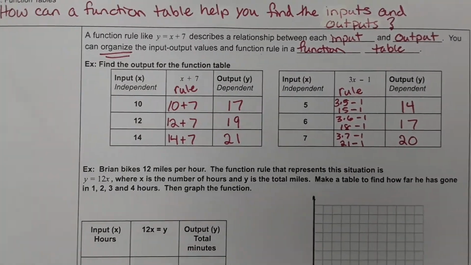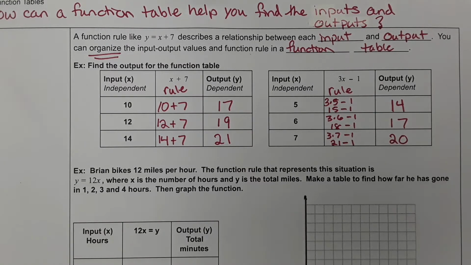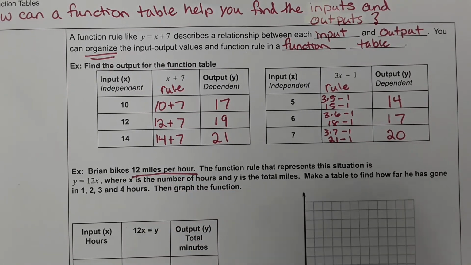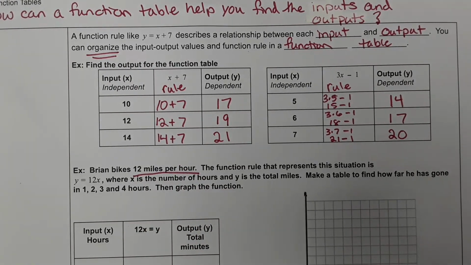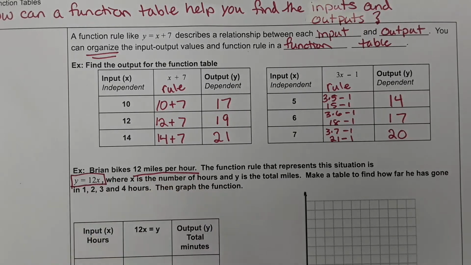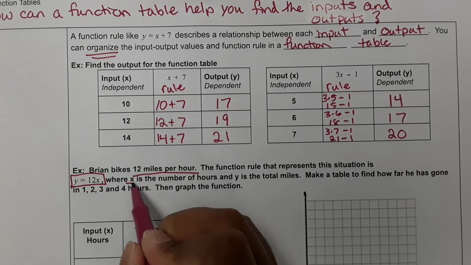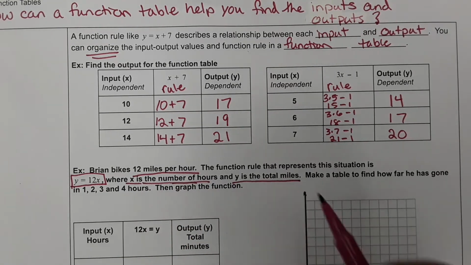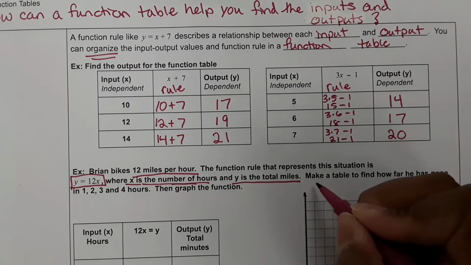And now to our all-important word problem. Brian hikes 12 miles per hour. This 12 miles per hour we know is a unit rate, which is also going to function as our rule. Next, the function rule that represents this situation would be y is equal to 12 times x, or 12x, where x is the number of hours, that's important to connect, and y is the total miles. All right, make a table. So that's our first thing to do.